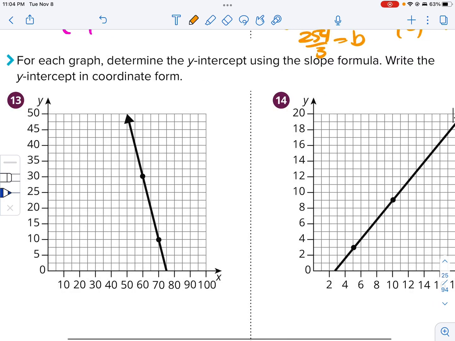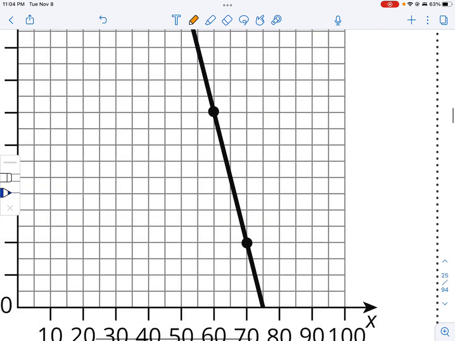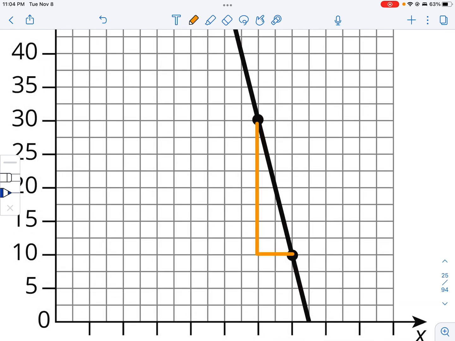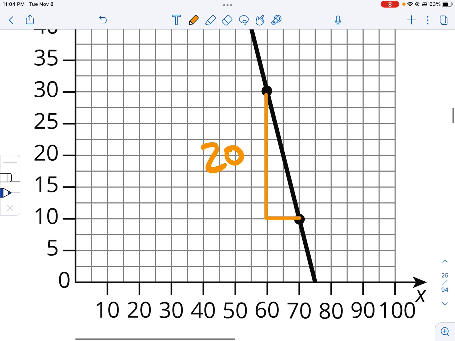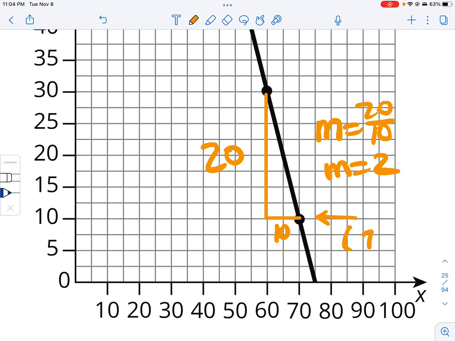Okay, we're going to do the same thing here. We're going to find the slope. So, how tall is it? And how far over is it? Okay, so how tall? We go from 10 to 30. So that's 20 tall. We go over from 60 to 70. So that's 10. So my slope is 20 over 10, which means my slope is 2. And I'm just going to pick this point right here. Y, who knows? 70 comma 10.